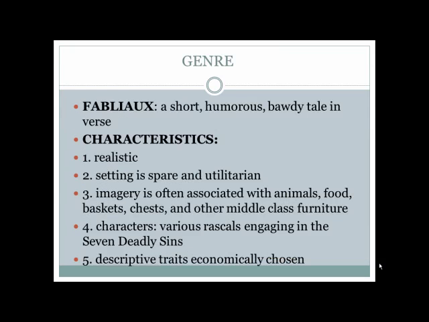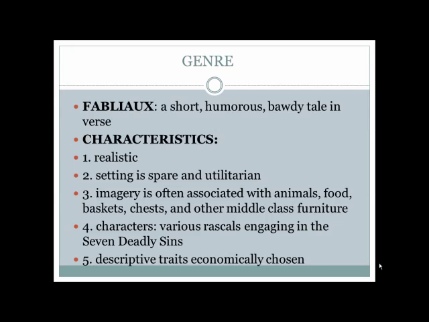The type of this particular story is a fable, or a fabliau, which at this time was a short, humorous, bawdy tale in verse. So it's a short, funny, dirty poem, basically. Characteristics of it: it's realistic. None of the magic is going to happen here. The setting is very basic, and everything that is said is said for a reason. Everything that is done is done for a reason. Nothing is extra in these.